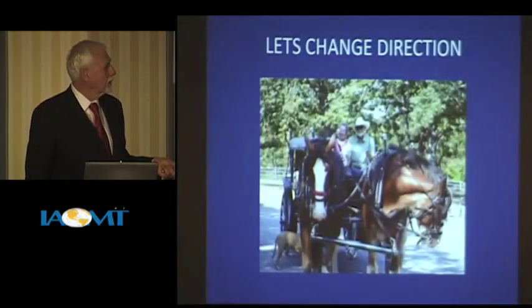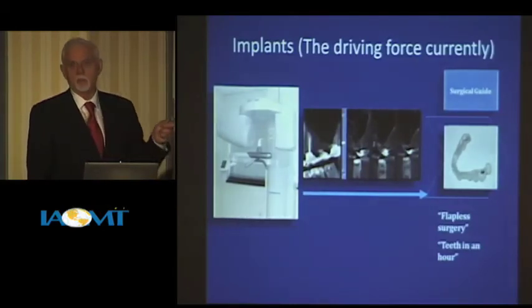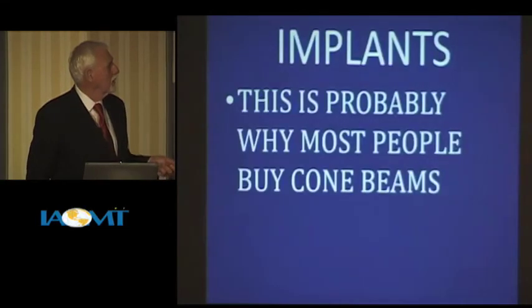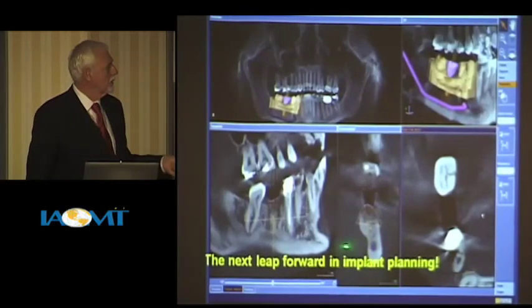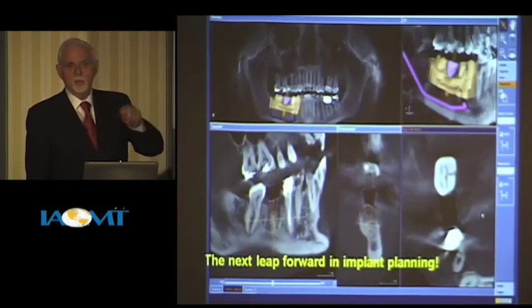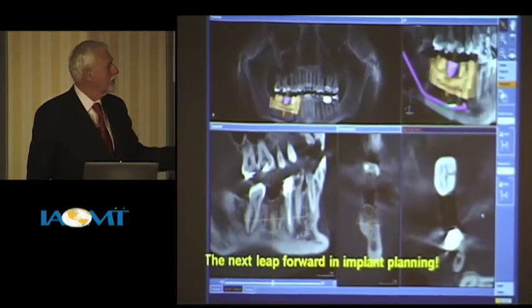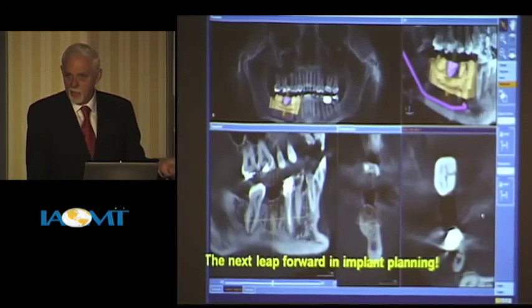All right, here's a couple of our Clydesdales, and let's change direction for a second. Implants, this is why most people buy a CAT scan. There's no question about it. You can do some amazing things with implants. You can instantly go in and look at the bone from a cross-sectional view, from an axial view. You can drop a virtual implant into that place and see whether it will fit. You can map the inferior alveolar nerve. You can look at the sinus. You can do all that in minutes, just seconds.